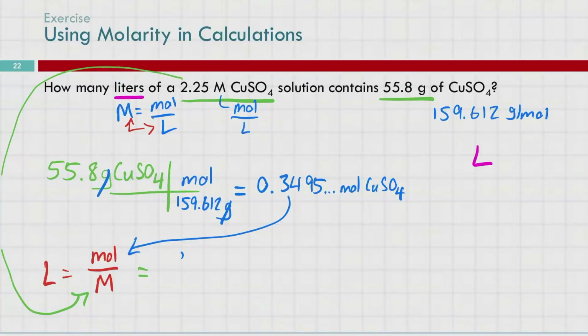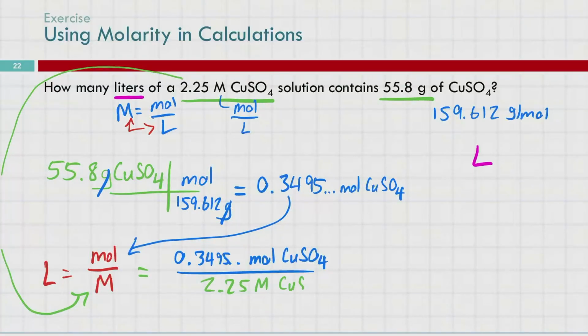So liters is going to be equal to 0.3495 ... because there's other stuff and we didn't forget about it. We did use it. We did write it. We promised Mr. K. Don't make us write everything out. Over 2.25 molar CuSO4. And this will equal 0.155, and stop there because we're rounding it for 3 sig figs, liters CuSO4 solution.